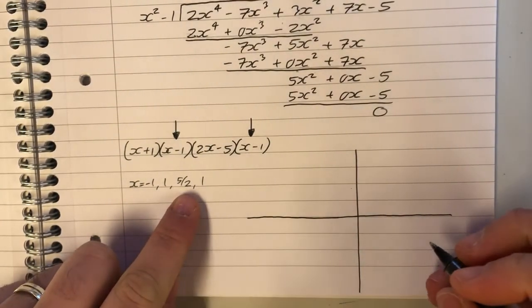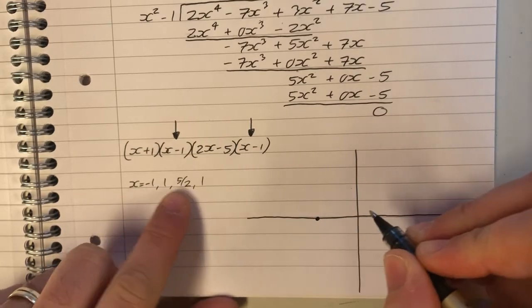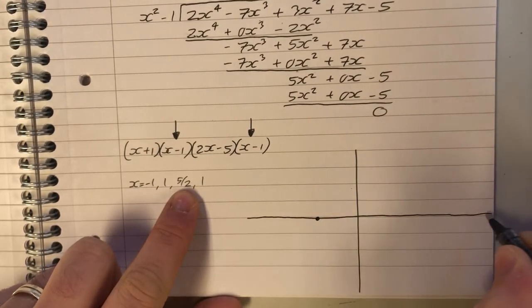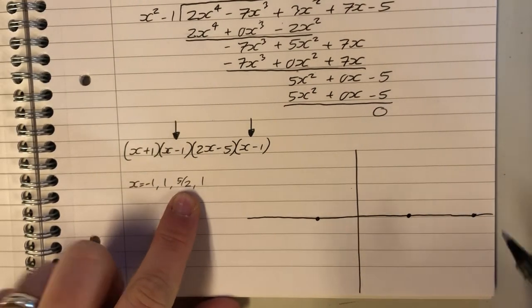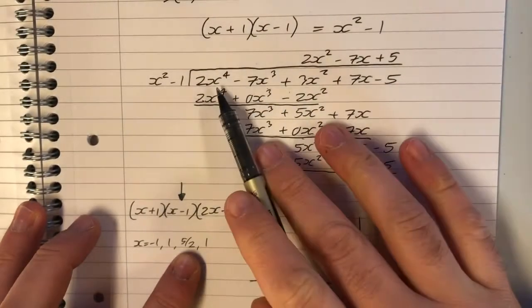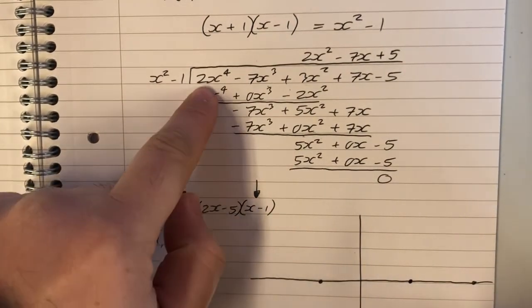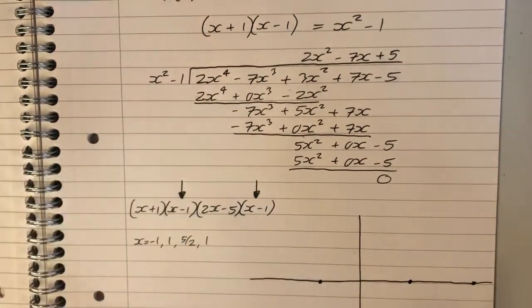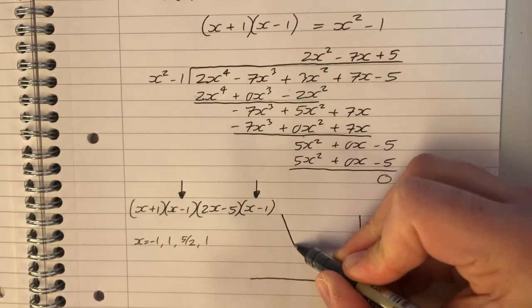Just to illustrate what I mean, let's just sketch it. So we've got minus 1, that's a single root. We've got 2.5, that's a single root. And then we've got 1, which is a double root. It crosses my y-axis at minus 5, so that's a negative. And it's a positive quartic because the coefficient of x to the 4 is positive 2. So it's going to start high and end high, so it's going to come down from a high number.